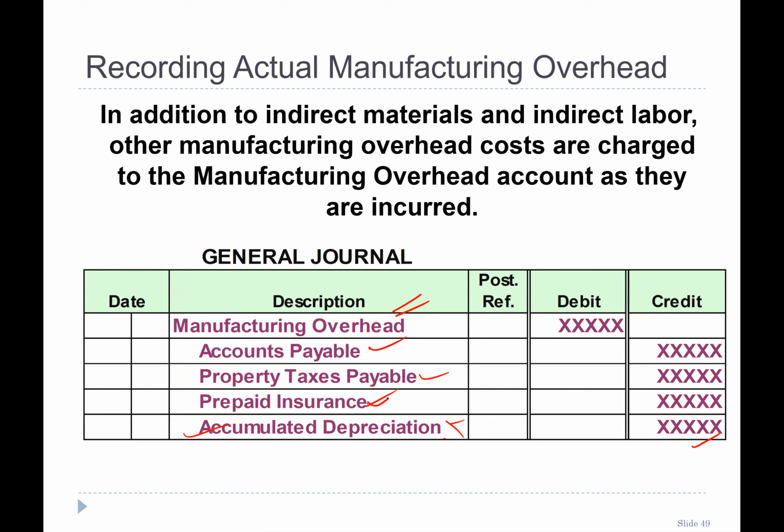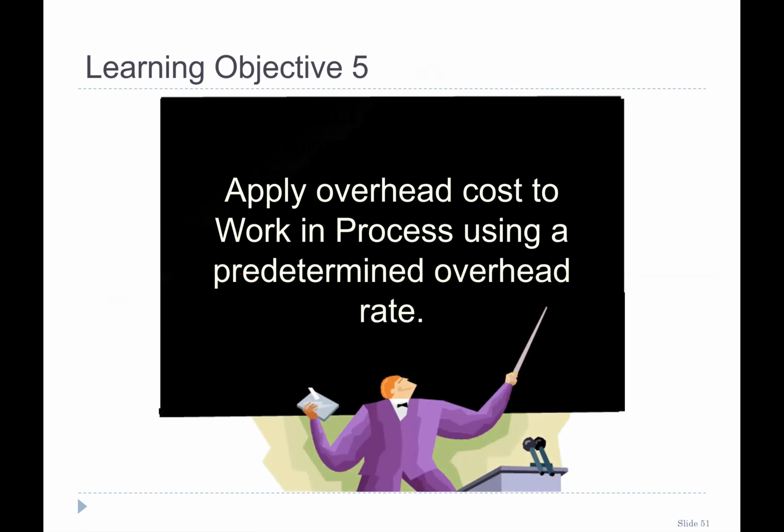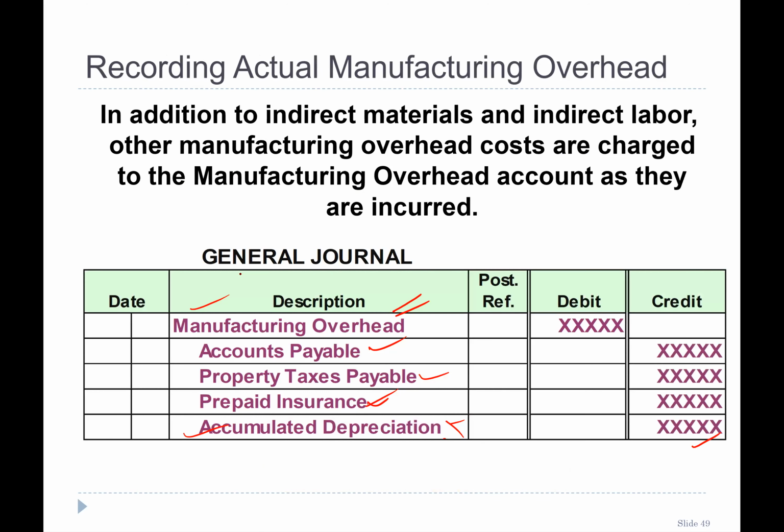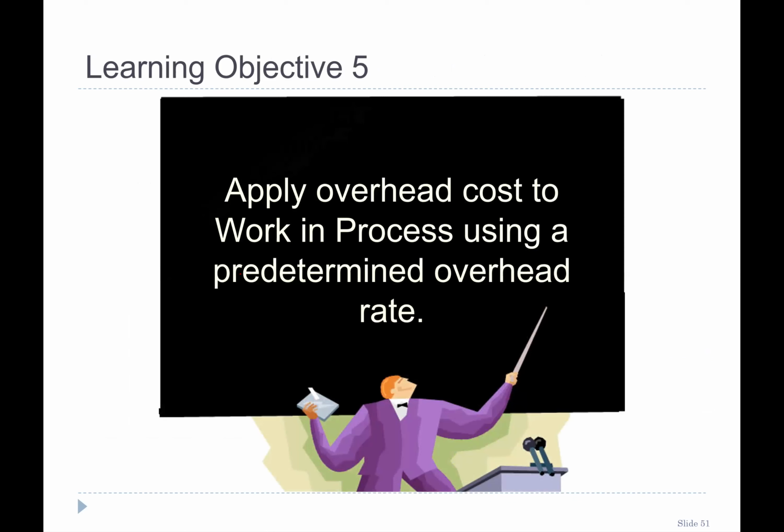Prepaid insurance. When prepaid insurance is charged to manufacturing overhead, prepaid insurance decreases, meaning asset decreases, which means credit. Property taxes payable, right? Taxes are now due but not paid, so we increase the liability. Accounts payable, the other manufacturing overhead, like payment to the janitor, this kind of stuff. So still it's a liability. So all other manufacturing overhead is also charged to manufacturing overhead.